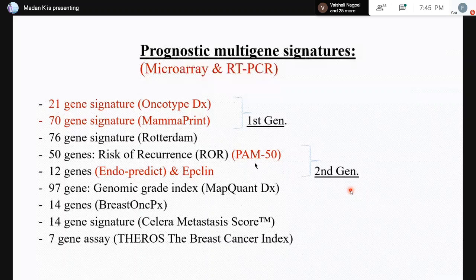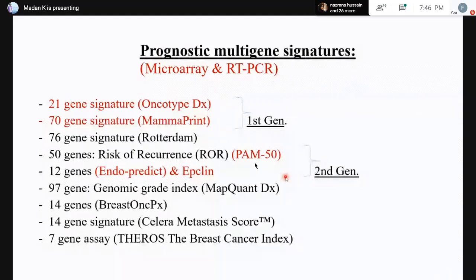So these are various examples of multi-gene prognostic assays. The most commonly used one being Oncotype DX, and the other important ones being PAM50 and EndoPredict. MammaPrint and Oncotype DX are the first generation assays, PAM50 and EndoPredict being the second generation ones.